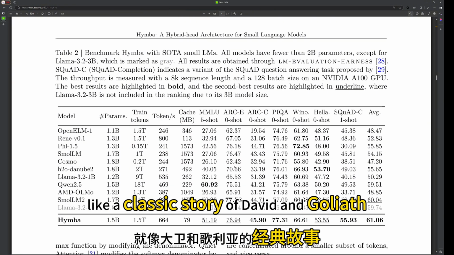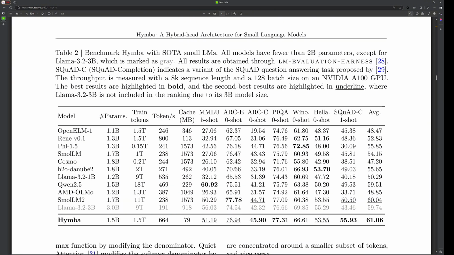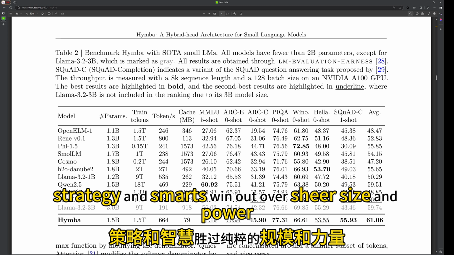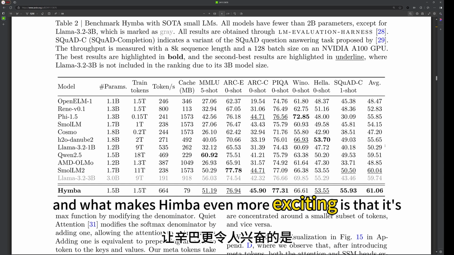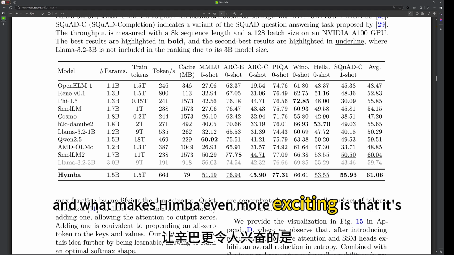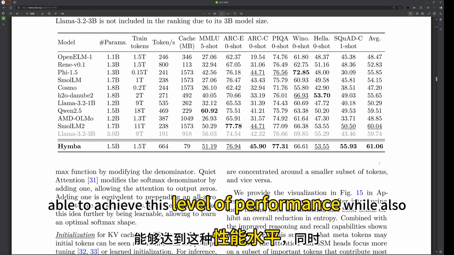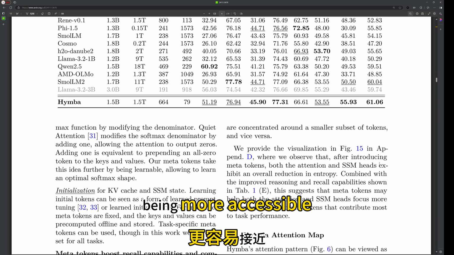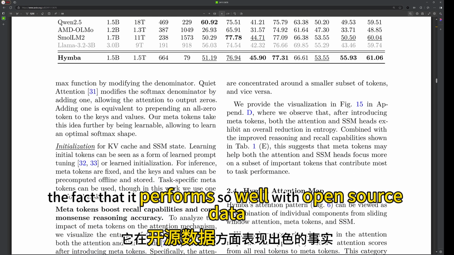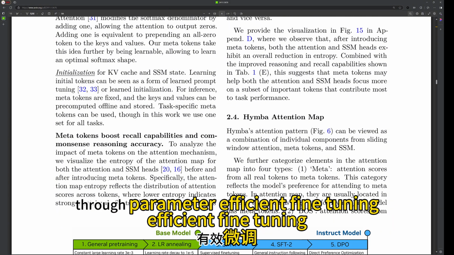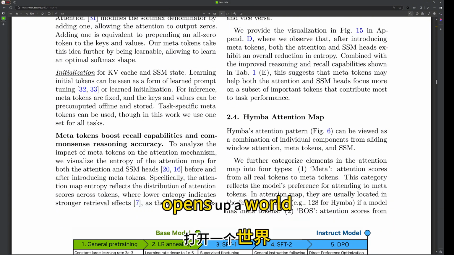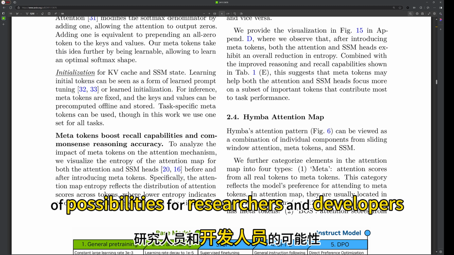It's like that classic story of David and Goliath, where strategy and smarts win out over sheer size and power. Yeah, that's a great analogy. And what makes Hymba even more exciting is that it's able to achieve this level of performance while also being more accessible. The fact that it performs so well with open source data and that it's highly adaptable through parameter-efficient fine-tuning opens up a world of possibilities for researchers and developers.